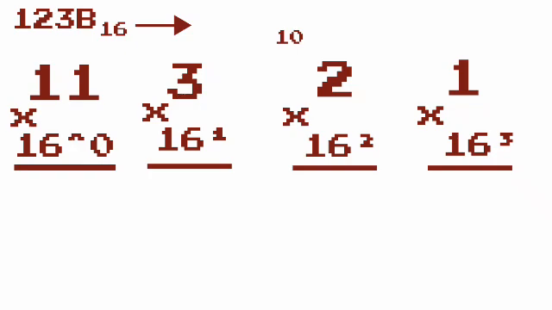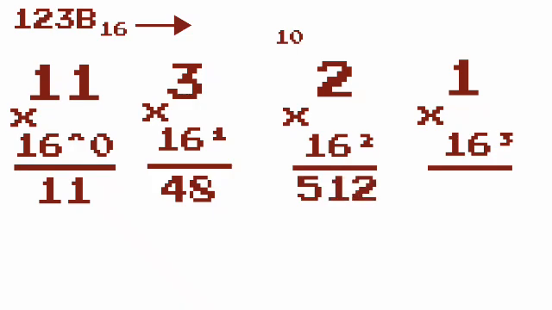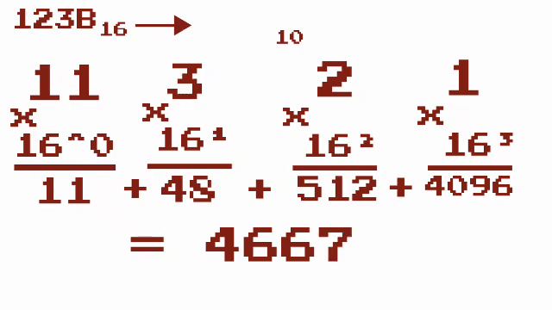So 11 times 16 to the 0 power is 11. 3 times 16 to the first power is 48. 2 times 16 to the second power is 512. 1 times 16 to the third power is 4096. Now add all of the products. So it's 4667. And that's the decimal value of the hexadecimal 123B.